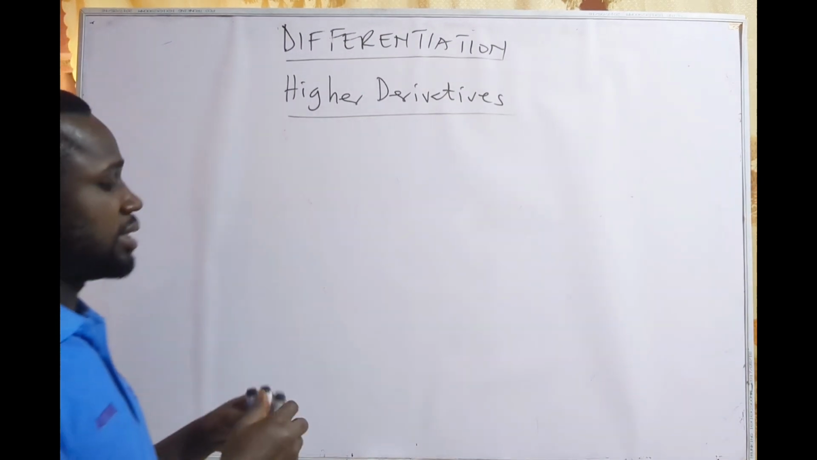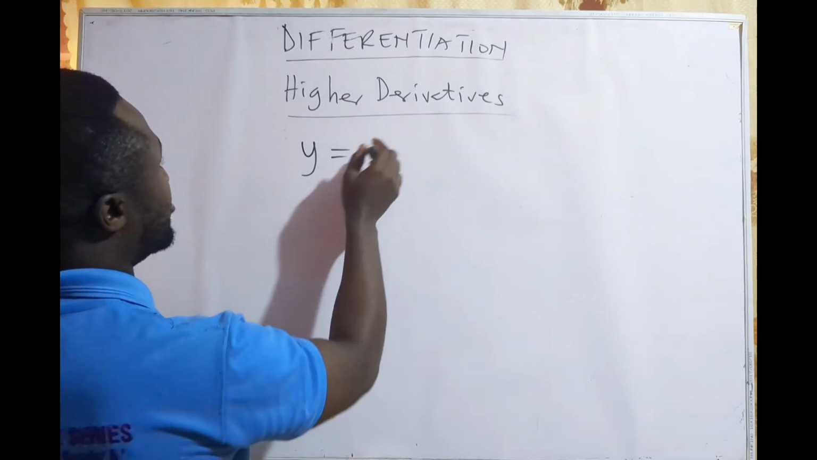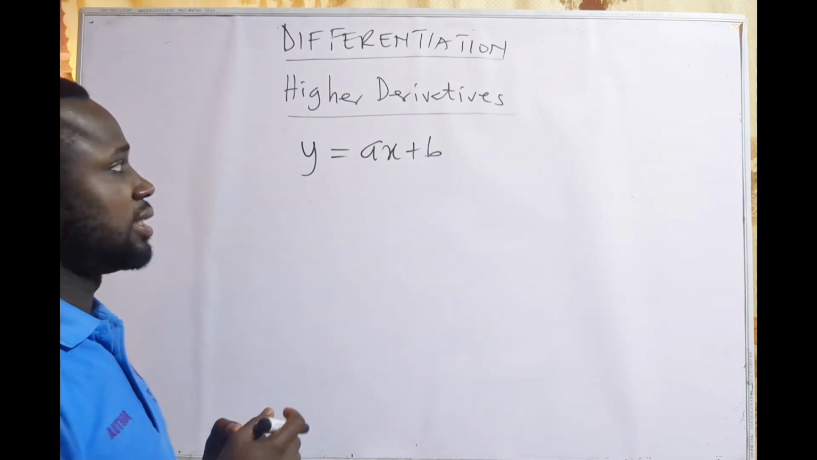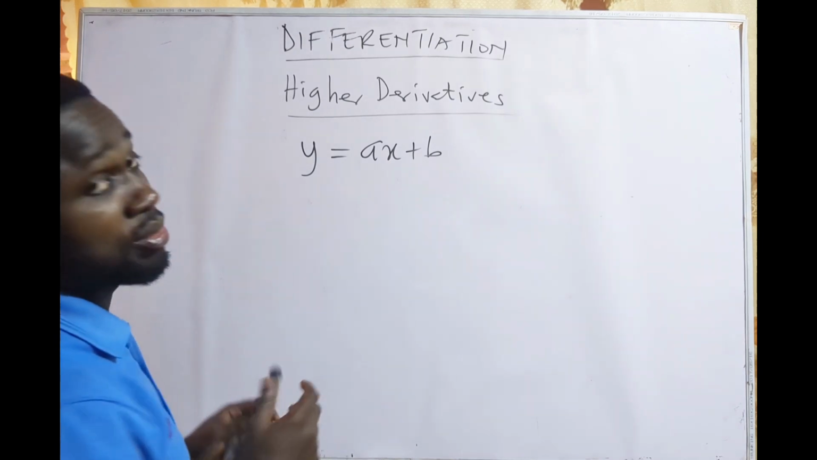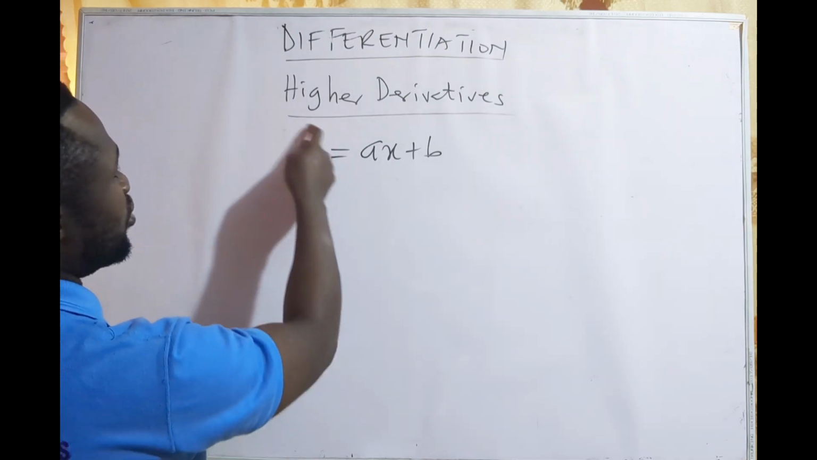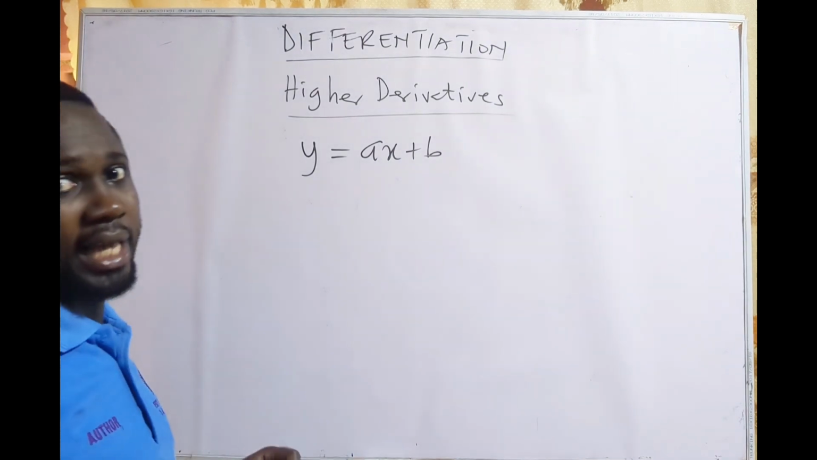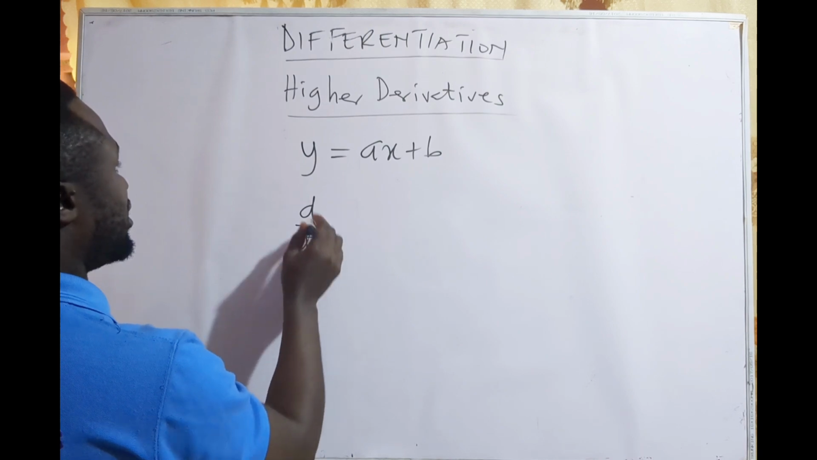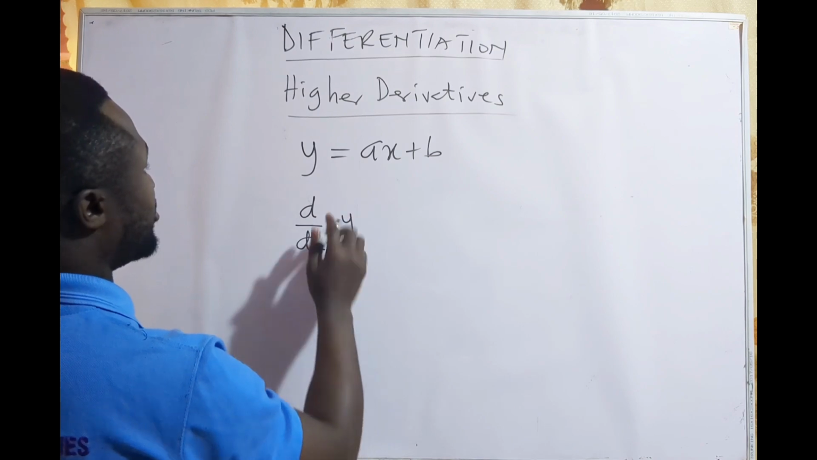Let's say I have a function y in terms of x, let's say y = ax + b, where a and b are constants. So this is a function of y in terms of x. If I want to differentiate this particular function, you know, we get dy/dx. But how come dy/dx? I can say d/dx of the function in terms of y.